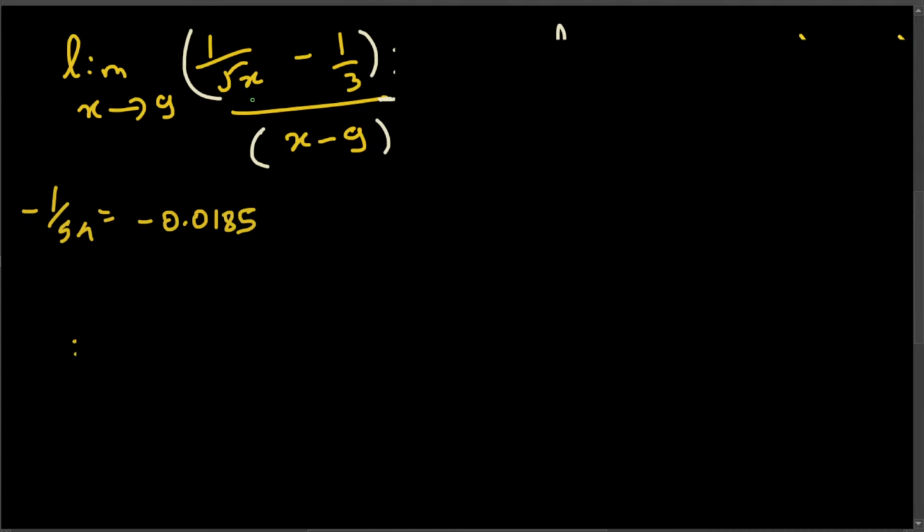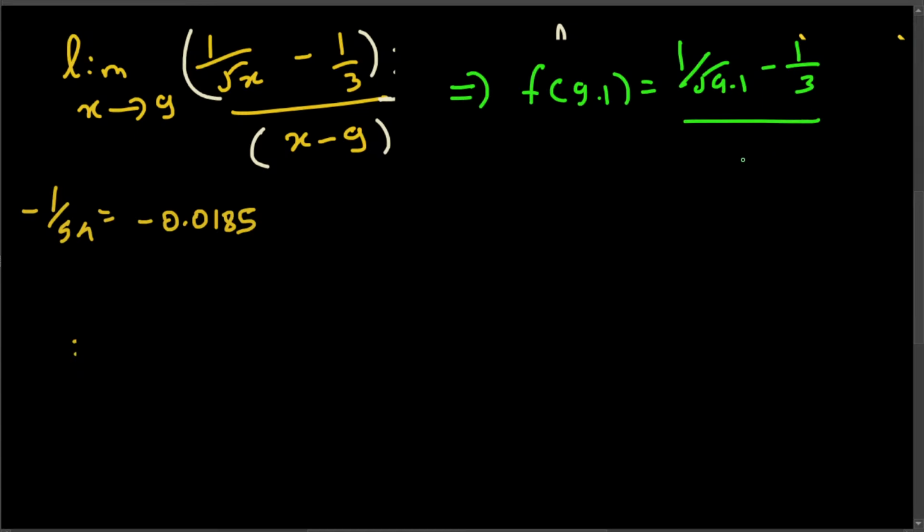Now I'm going to take a closest value to 9. You can get 8.9 or 9.1. It's up to you. But both of them give the same answer if you do it. So let's go ahead and do it. Here I'm going to take f of 9.1 and plug it in this equation. 1 over square root of 9.1 minus 1 over 3, divided by x. Instead of x I plug 9.1, so 9.1 minus 9.